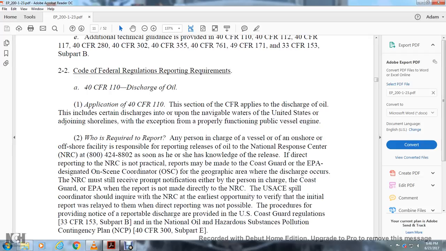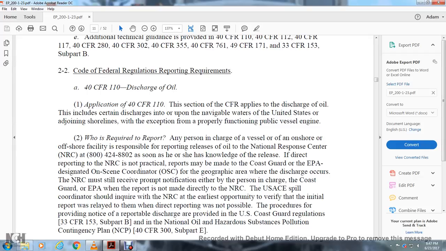The National Response Center will still make the proper notification, either with the person in charge of the Coast Guard and the Environmental Protection Agency, with the report made directly to the National Response Center. USACE Spill Coordination shall inquire of the National Response Center and use the opportunity to verify the initial report when direct reporting will not be possible.